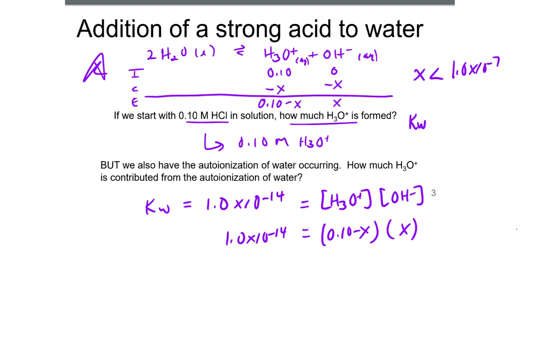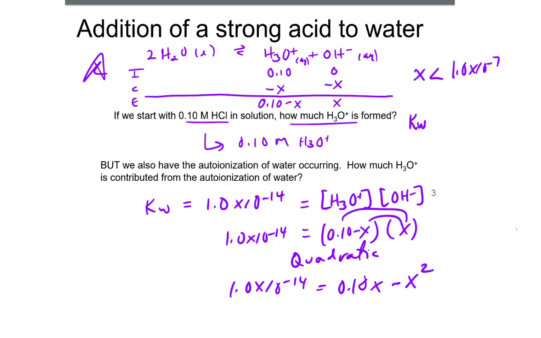So if we solve for X, we have a quadratic, because we're going to get 1 times 10 to the minus 14 equals 0.10 X, multiplying here, minus X squared. Everyone okay with that?